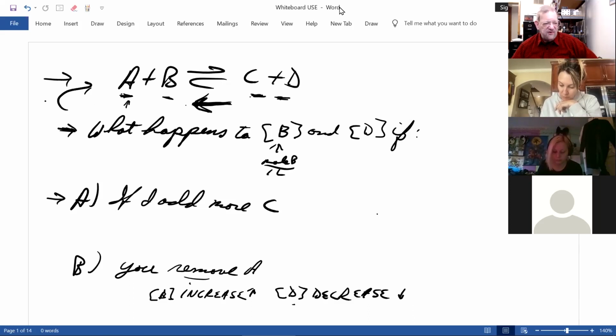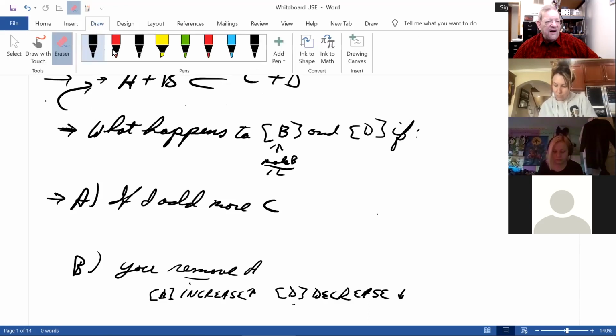All right, we have this equilibrium. A plus B is in equilibrium with C plus D. At equilibrium, there's a certain amount of A, certain amount of B, certain amount of C, and a certain amount of D. And they're all happy. You know atoms and molecules can be happy. And they talk too. Not really, but it sounds nice. Now, what happens, and I just picked these two arbitrarily, B and D concentration, if I add more C?